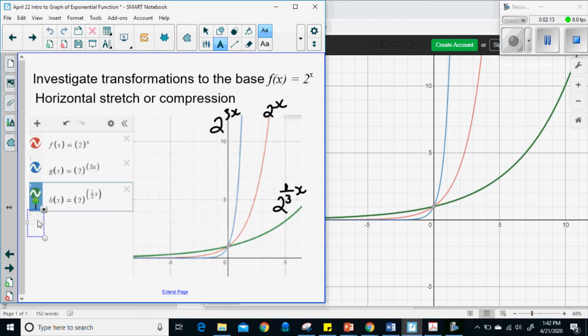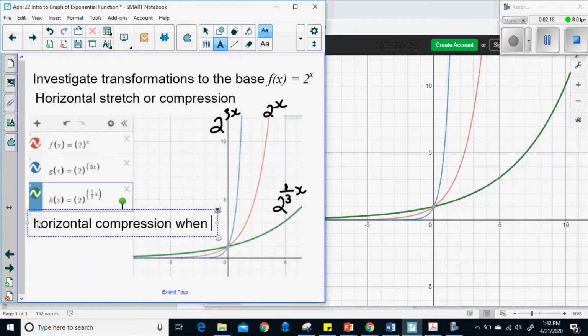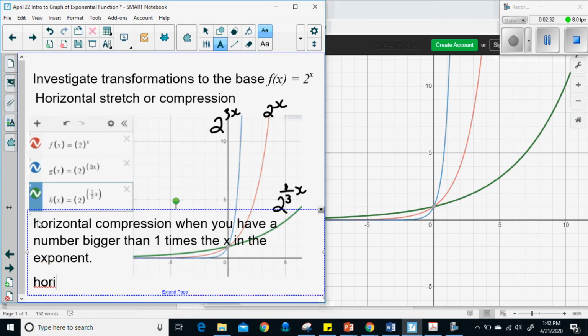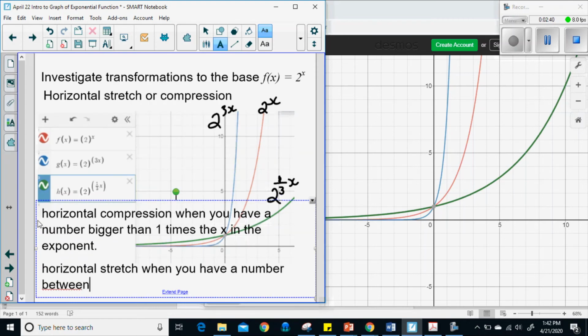Okay, so writing this all out, we have a horizontal compression when you have a number bigger than 1 times the x in the exponent. And we have a horizontal stretch when you have a number between 0 and 1 times the x in the exponent. Okay, good.